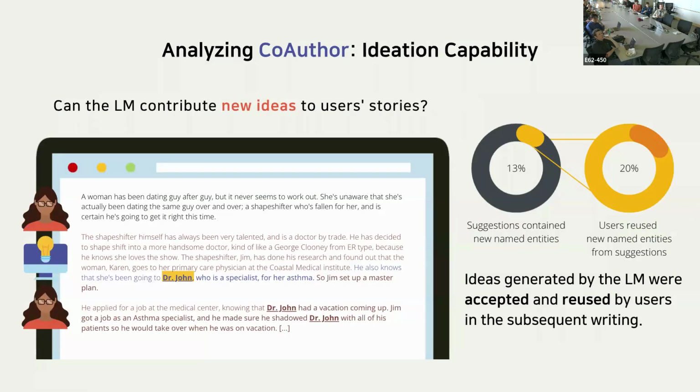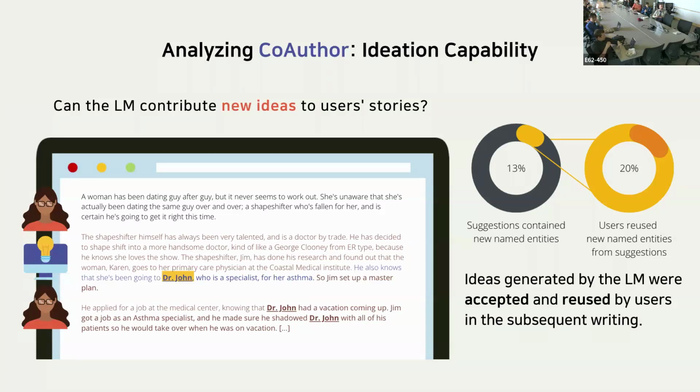Okay, second thing is about ideation capability. So idea is something that's really hard to define. So here, our approach was to take a conservative measure to identify ideas and then show at least some evidence that yes, these models are contributing to the ideation process and they seem to be useful.